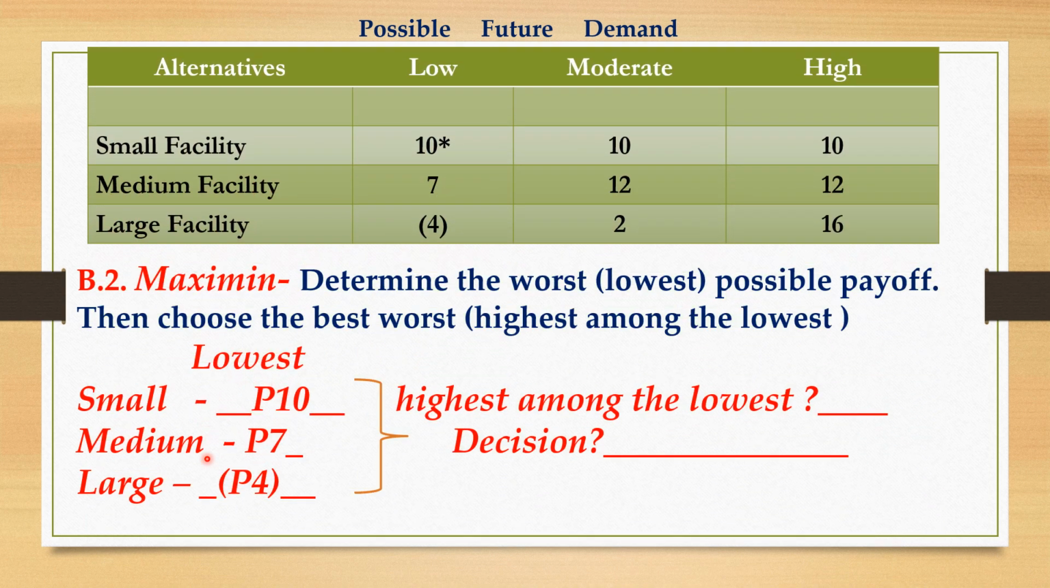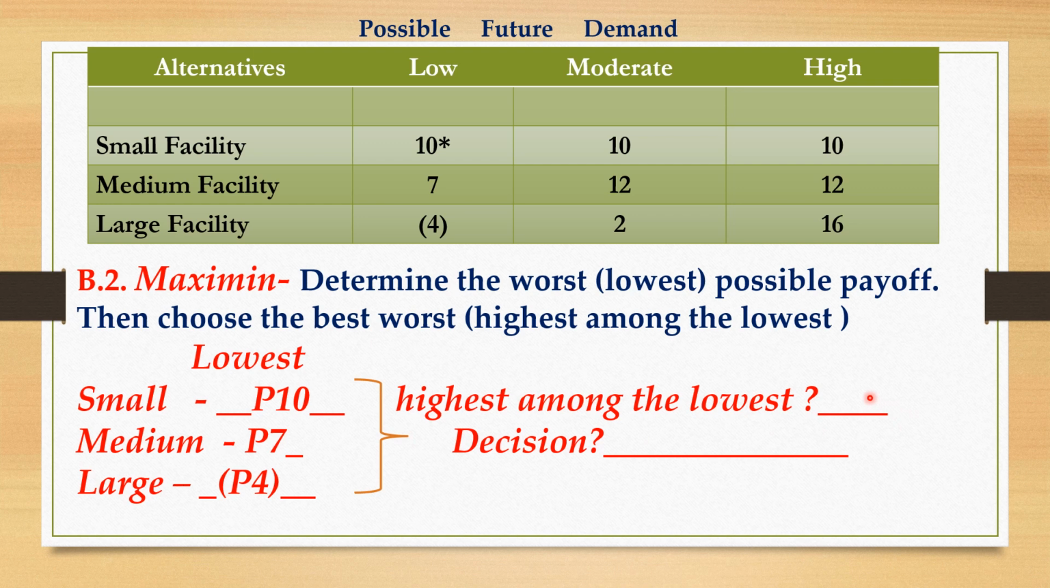After determining the lowest amount under each alternative, again, we get the lowest possible payoff because in Maximin, we are determining the best worst. In small, we have 10 million. That's the lowest amount. In medium, we have 7. And in large, we have -4 million pesos. These are the lowest possible payoffs. Then, to have our final answer, you're going to write here which among these lowest amounts, 10, 7, and -4, is the highest.